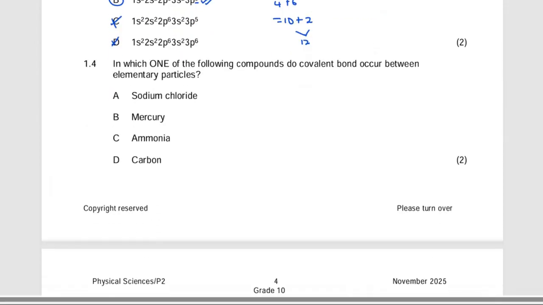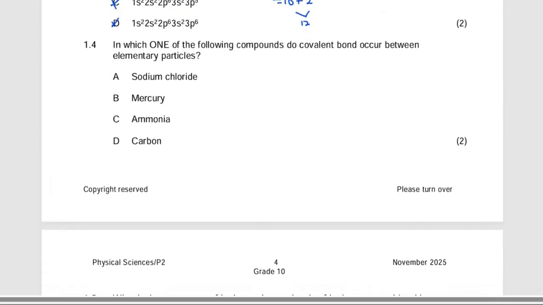Moving on to question 1.4, it says: in which one of the following compounds do covalent bonds occur between elementary particles, right? So this is what we're having. In which one of the following compounds does a covalent bond occur? We're looking for a covalent bond that occurs between elementary particles.